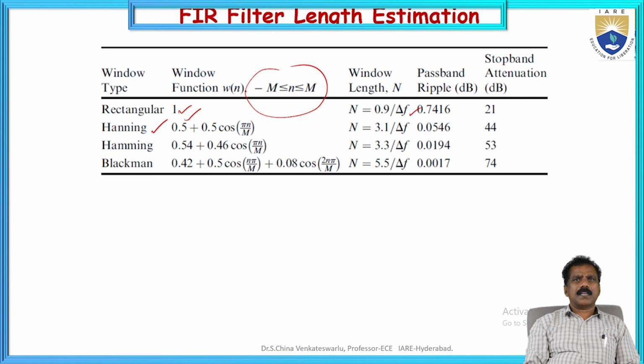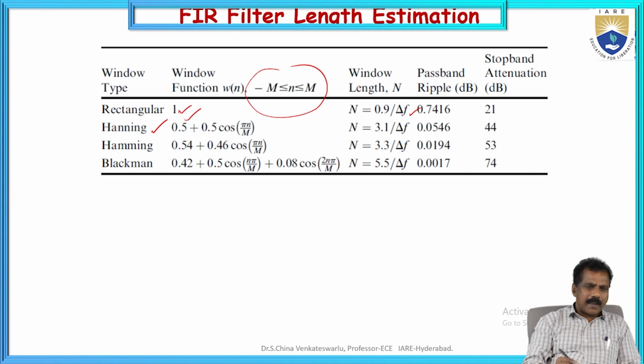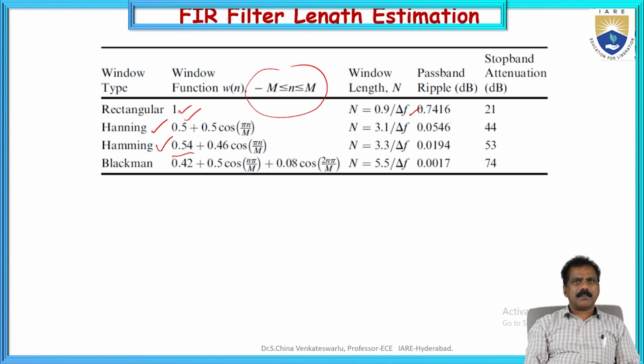That window length is N = 3.1/ΔF, and the passband ripple is 0.05546 decibels. Stopband attenuation is 24 decibels. In the Hamming window, the window function is 0.54 + 0.46 cos(πn/M), where N = 3.3/ΔF is the window length, and the passband ripple is 0.0194, stopband attenuation 53 decibels.